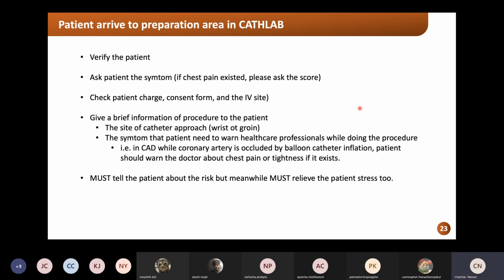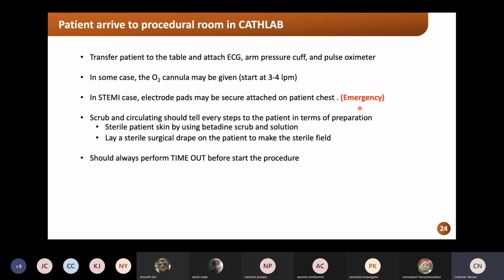And the last one is that you must tell the patient about the risks, and meanwhile you must relieve the patient's stress too. Like I told you, every procedure has risks, right? But anyway, you have to find a way to release the stress of the patient too.